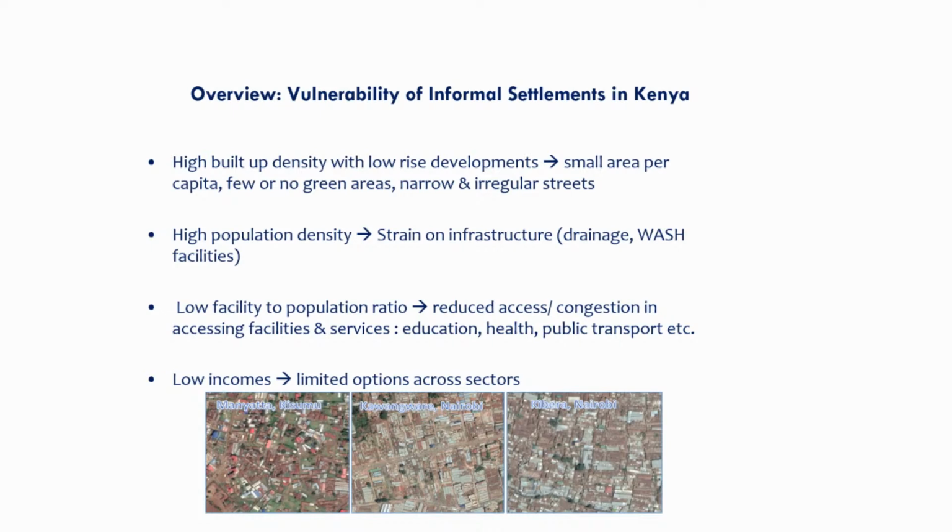But we realize that more than 100 million people in Africa still do not have access to running water, piped water, which is about sub-Saharan Africa. Low facility to population ratio, congestion, education, health, public transport, all issues. Access to income as well is an issue. Next slide, please.